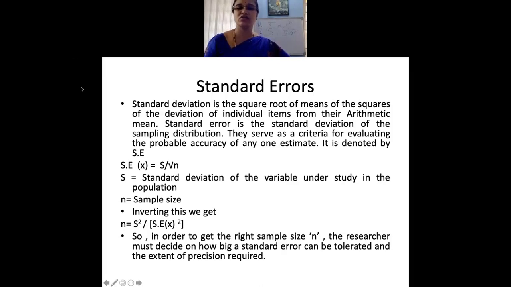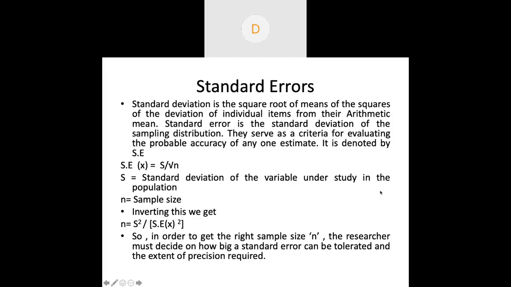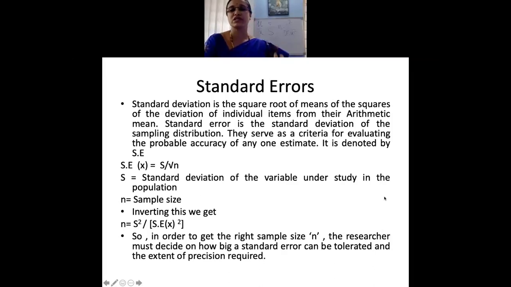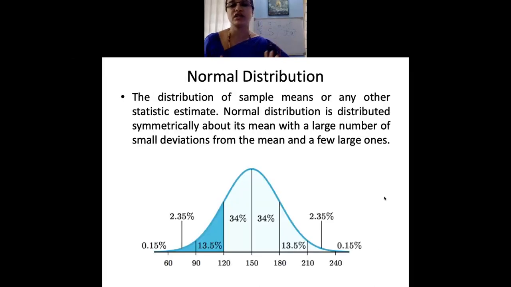Again, the most important decision that a researcher has to take is how big a standard error he can tolerate, or what his extent of precision is. If his extent of precision is very high, then the sample size also has to be large. So please remember this. That's where it depends on the researcher. If you want high precision, make sure that your sample size is large. This is the ultimate conclusion we can draw.